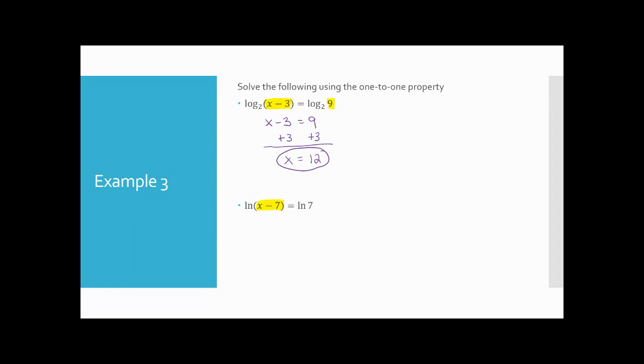And it's the same thing with the natural log. As long as the log part of the natural log is the same on both sides, then those insides are equal. So x minus 7 is equal to 7. So then you can add 7 to both sides and you get x is equal to 14. So using the one-to-one property with logarithms is actually very simple as long as the bases are the same.